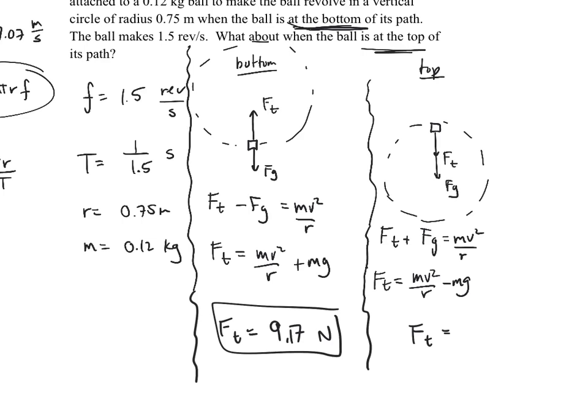Vinny G, what do you got for me? 6.82. That sounds good. Yes? No? I got a yes from a couple people, right? 6.82.